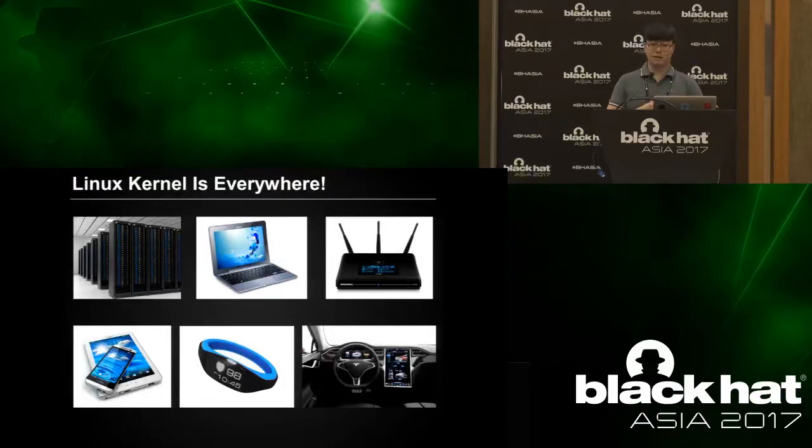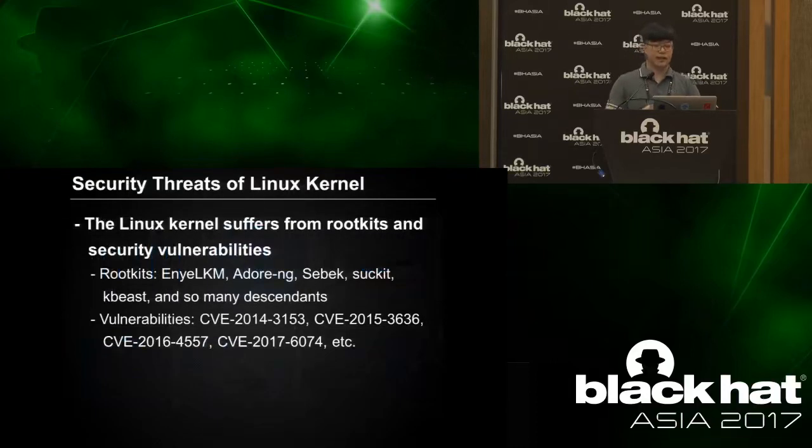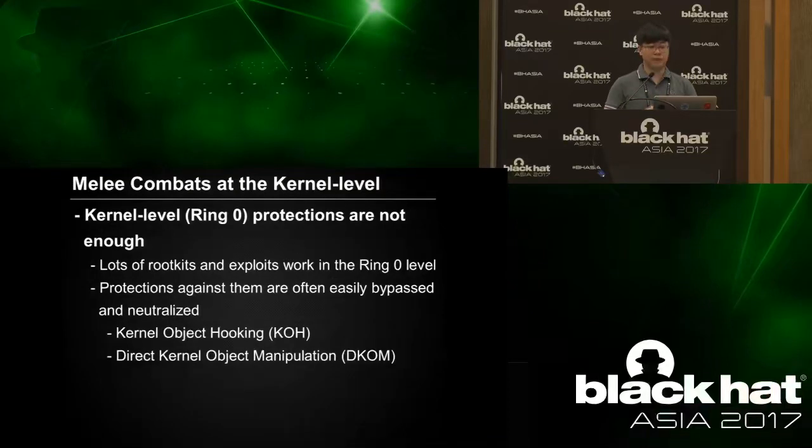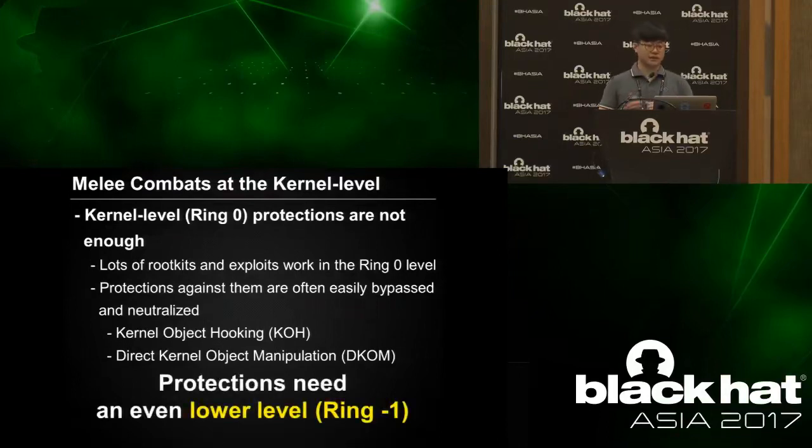Linux kernel is everywhere, from servers and PCs to mobile devices and connected cars. And Linux kernel suffers from rootkits and security vulnerabilities. Unfortunately, devices which use Linux kernel could share these security threats, and the security threats often combine with other threats to take control of a system. Although you already have a protection mechanism at the kernel level, fundamentally the mechanism cannot protect the kernel from these security threats, and the mechanism is often easily bypassed and neutralized by kernel object hooking and direct kernel object manipulation techniques. Therefore, protections need an even lower level. We call this ring minus one.